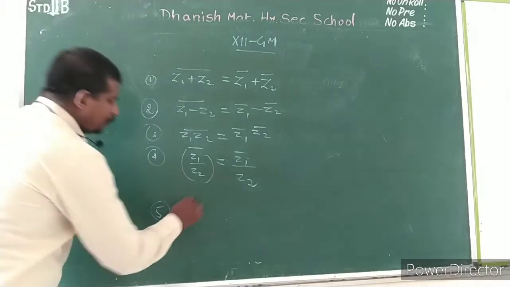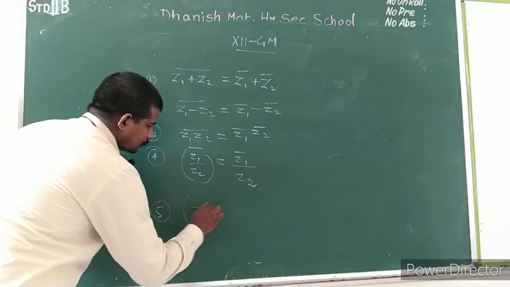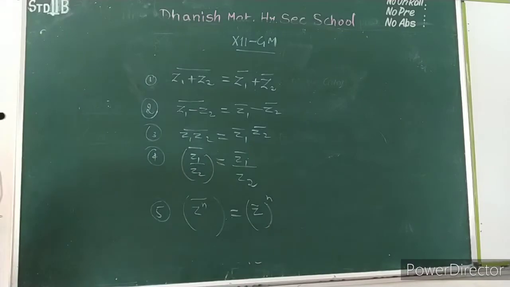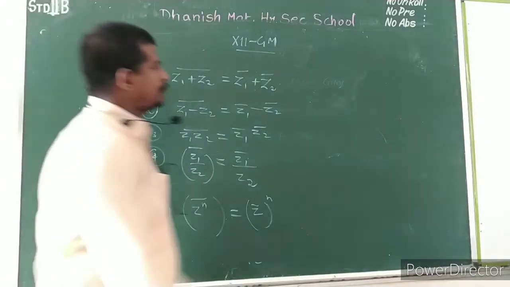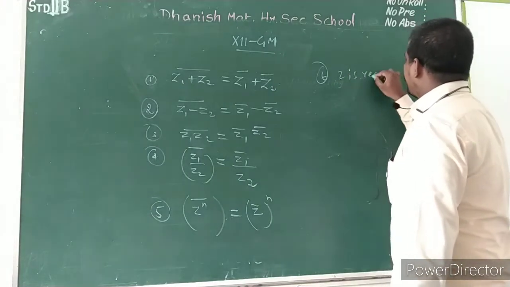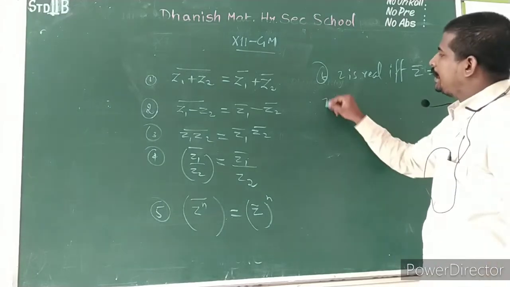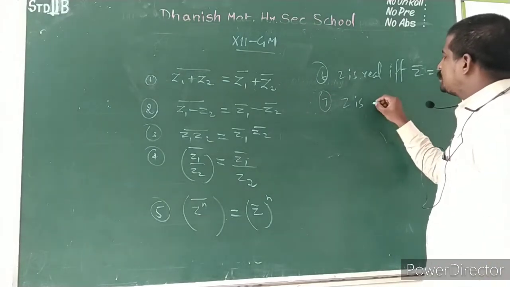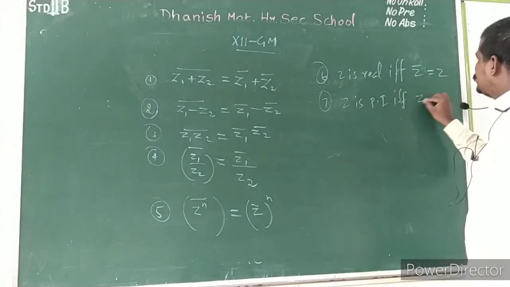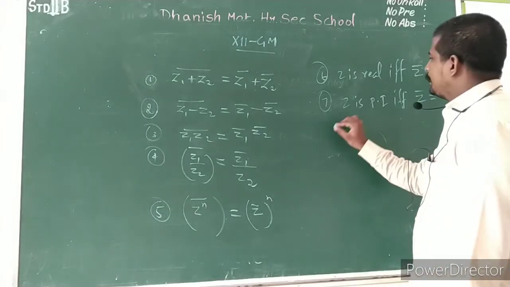Then there is one more, (z bar) whole bar to the power n equals z bar whole bar n. Then the sixth one, z is real if and only if z bar equals z. Then the seventh one, z is purely imaginary if and only if z bar equals minus z.